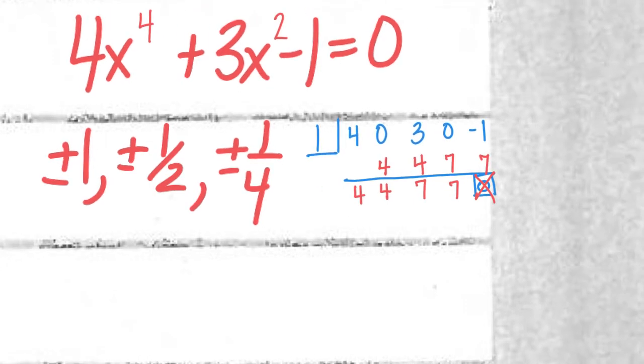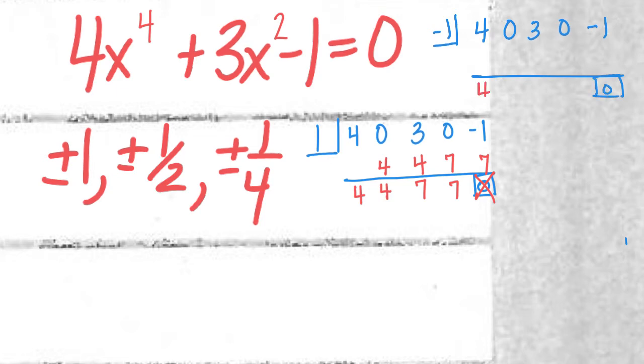So let's try -1. I could do -1 up here. I have 4, 0, because I have to mark the x cubed spot. I have 3, 0, because I have to mark the x spot, and -1. Let's get down to business. 4, multiply up, add down, multiply up, add down, multiply up, add down, multiply up. It doesn't look like -1 is going to work as well.